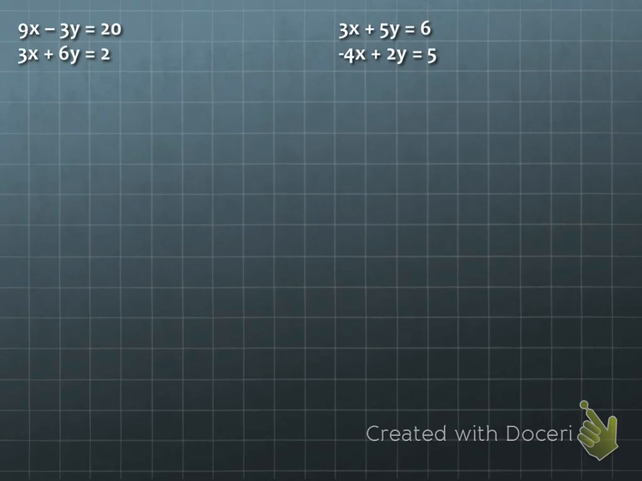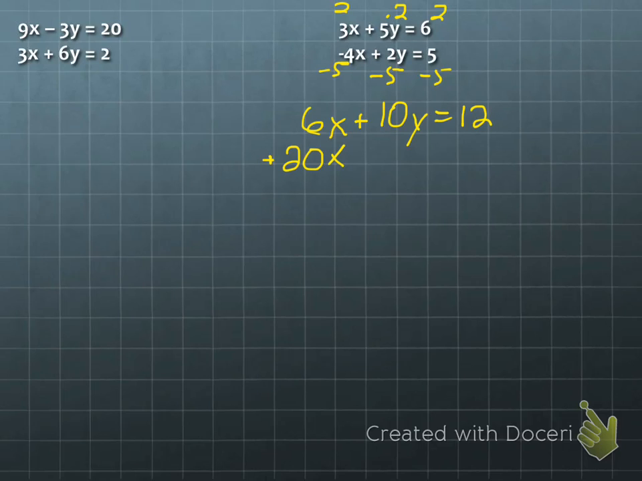If I wanted to get the y's to disappear, to cancel each other out, the least common multiple of 5 and 2 is 10. So I'd multiply the top by 2, and the bottom I'd have to multiply by a negative 5. I'd have to do a negative 5 because 5 and 2 are the same sign, and so I need them to be different signs, so I multiply one of them by a negative. So that'll get me 6x plus 10y equals 12, and then positive 20x minus 10y equals negative 25. And I would solve it the same way. Get my y's to cancel out, and roll.